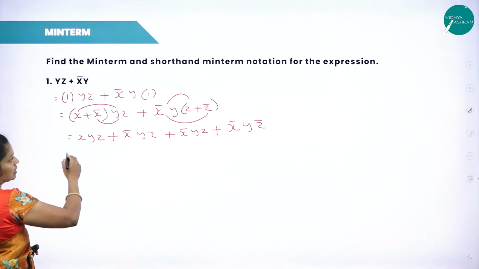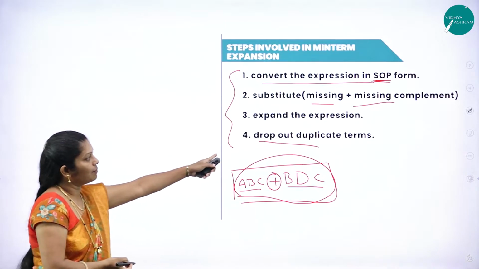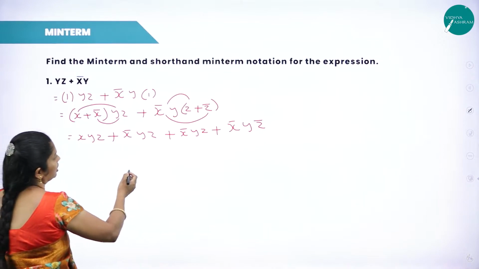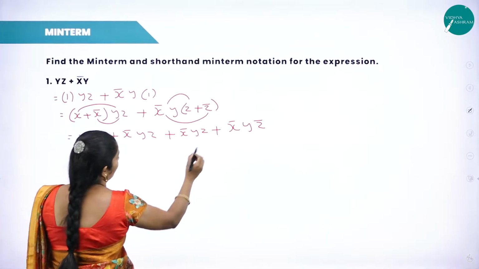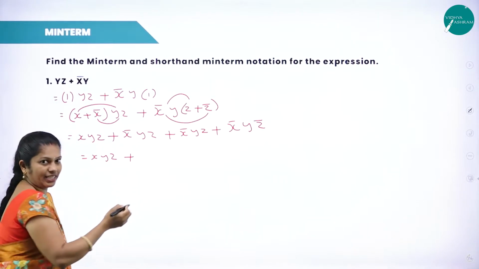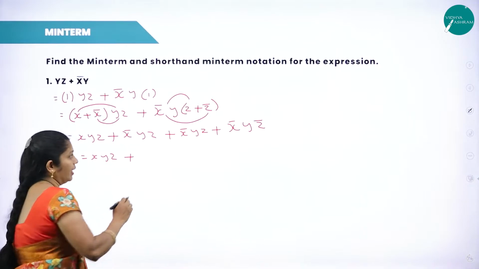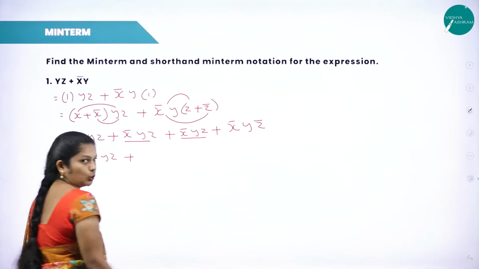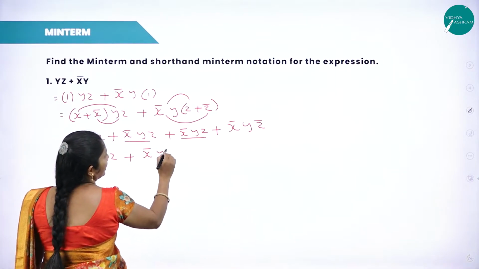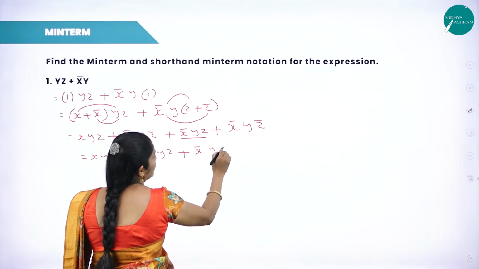Then afterwards, whatever is common, you have to remove here. See, the fourth step: drop out the duplicate terms. Here, just observe x y z. Only one time here we have it, write down that x y z. Then just once again observe. Here x bar y z, here also x bar y z. These two are repeated two times. We have to remove the duplication. Plus x bar y z. Then the remaining thing, plus x bar y z bar.